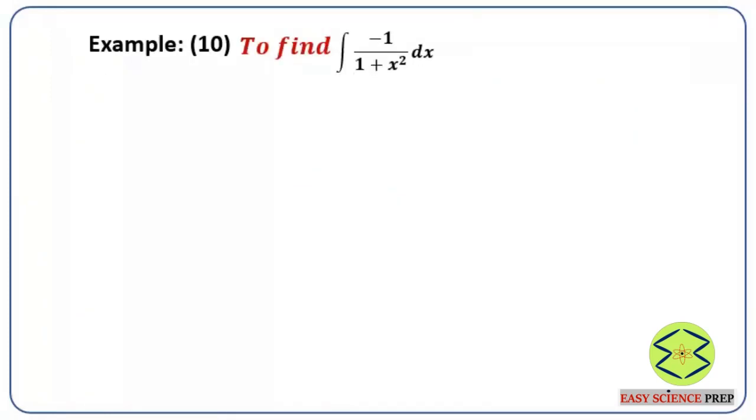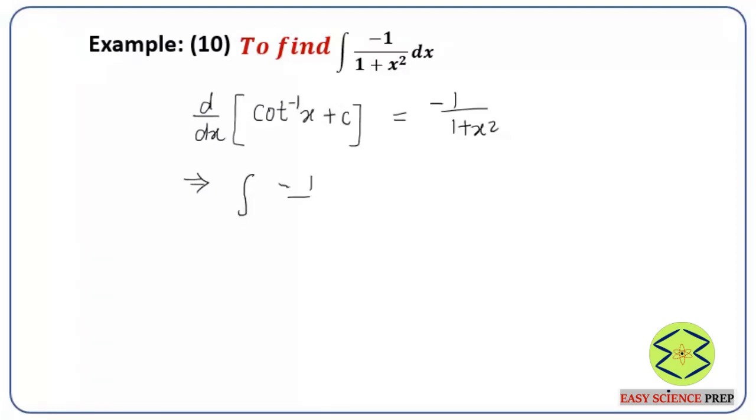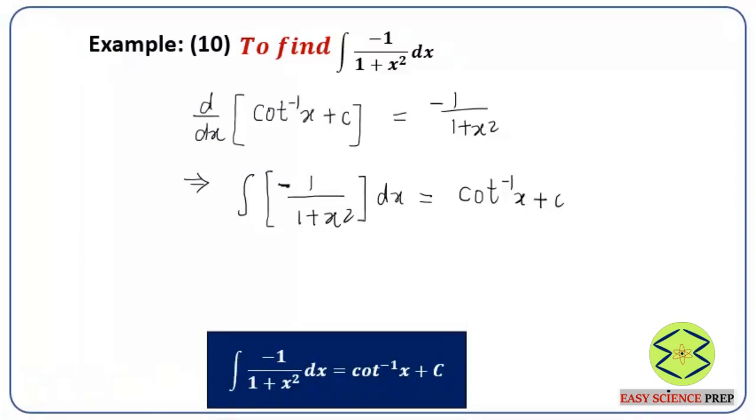Similarly, we can take minus 1 upon 1 plus x square. So we know the derivative of cot inverse of x plus c is nothing but minus 1 upon 1 plus x square. Derivative of c is going to be 0. So if I bring derivative from here to here, I'll get integration. Therefore, the integration of minus 1 over 1 plus x square dx will be nothing but cot inverse of x plus c.